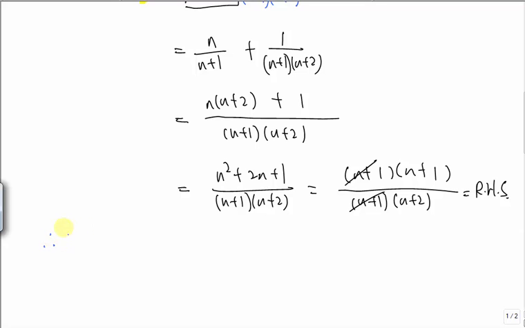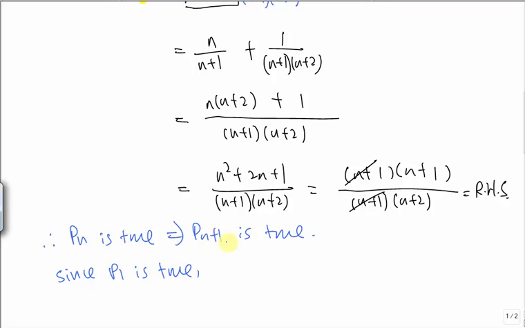Now let us conclude step 3. For step 3, if Pn is true, it will imply that Pn plus 1 is true. This is what we have proven for step 3. And overall, since P1 is true, we know that by mathematical induction, MI, Pn is true for all positive integers n.